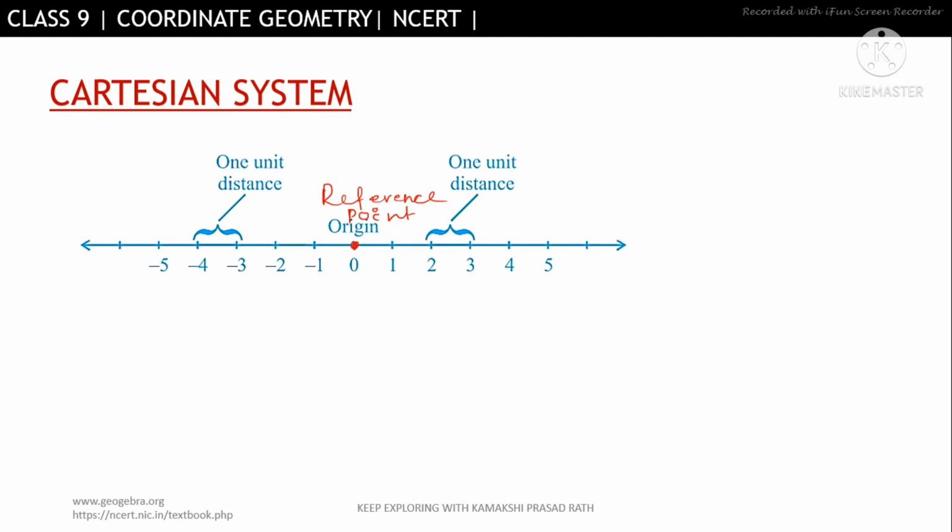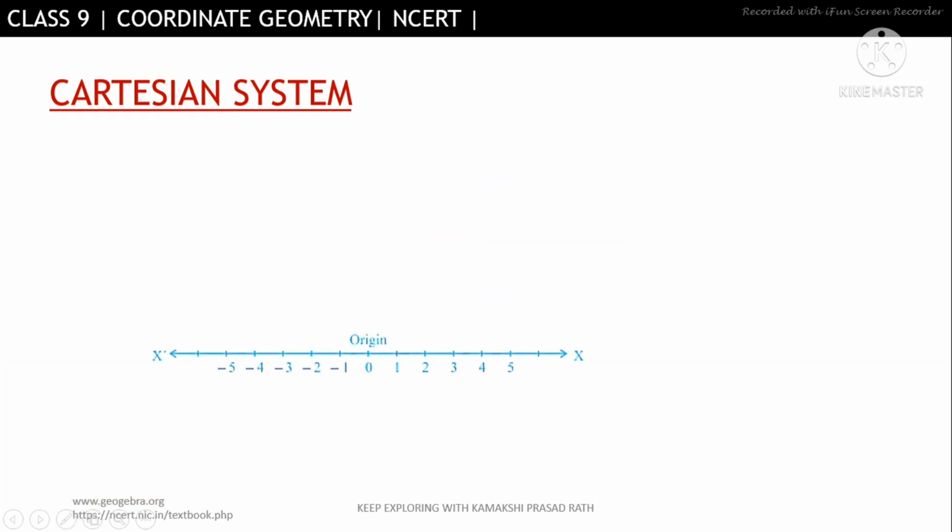When you say reference point, that means according to this point only the number line positions are decided. As you can see here, on the right side we have all the positive numbers, and on the left side of 0 we have the negative numbers. So this point 0 is called the reference point. This is a simple example of a number line that we have seen in our earlier classes in the number system.